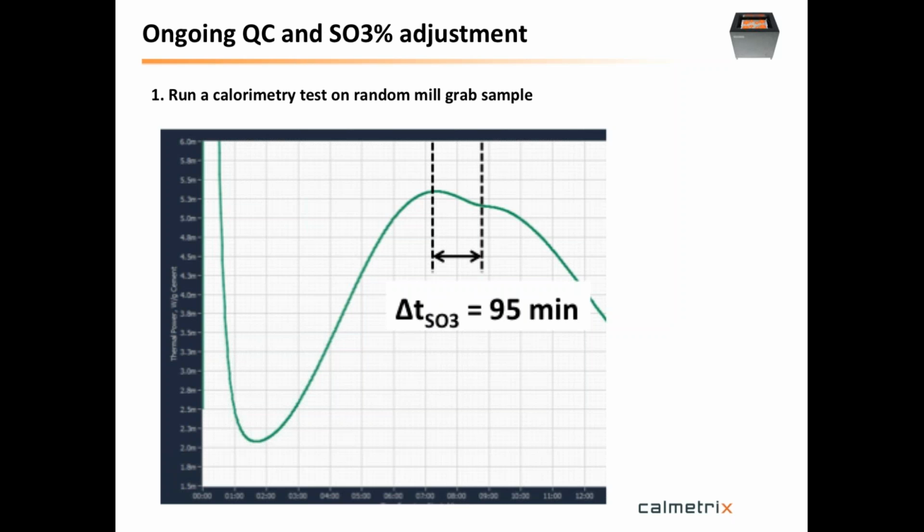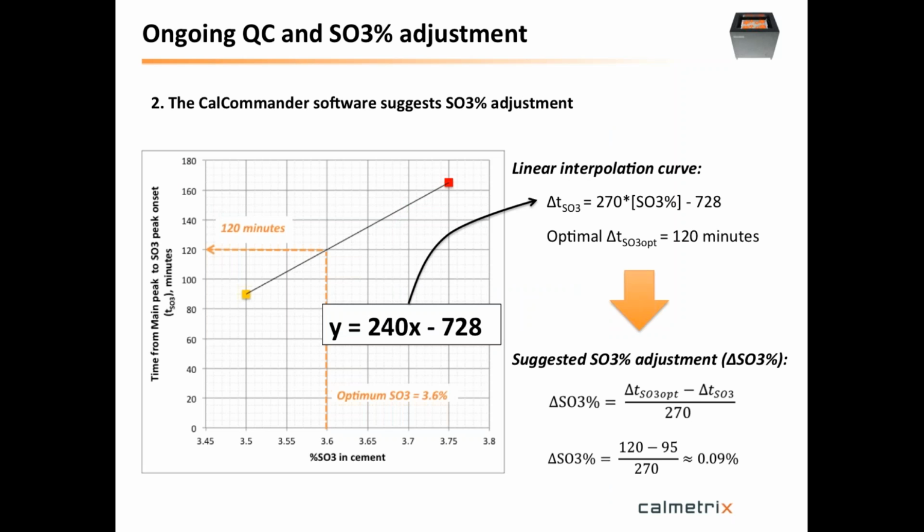What the software does in the background, quite conveniently, is take the linear interpolation we had from before. That was the simple linear equation of y equals 240x minus some constant. You take this and, from the difference between those two times, the 120 minutes and the 95, you can very easily calculate what difference of SO3 percentage you would need to get back on track.